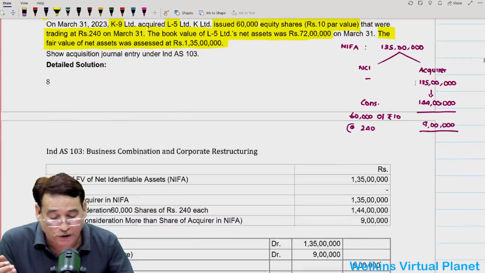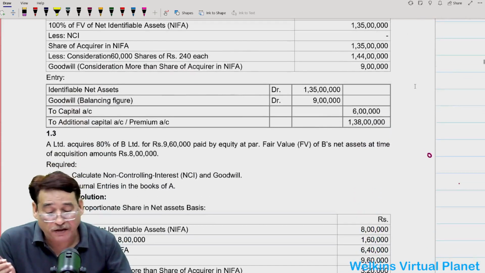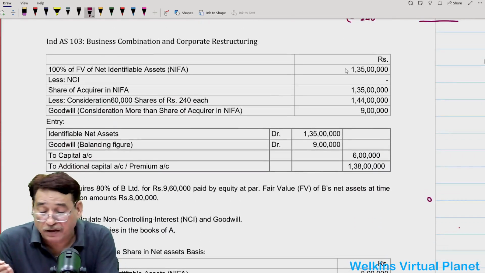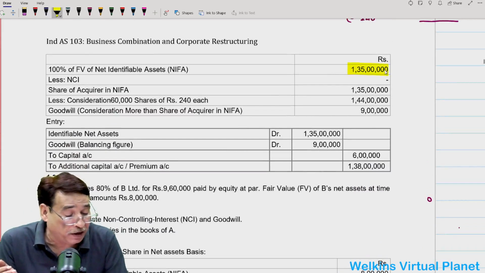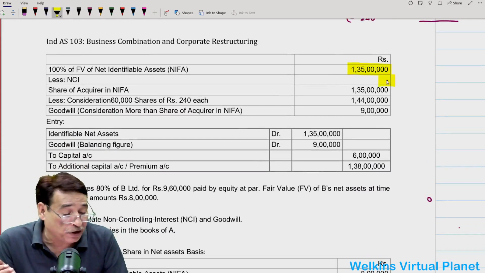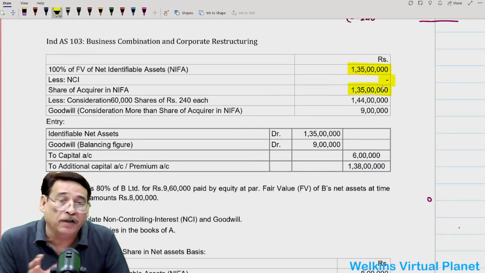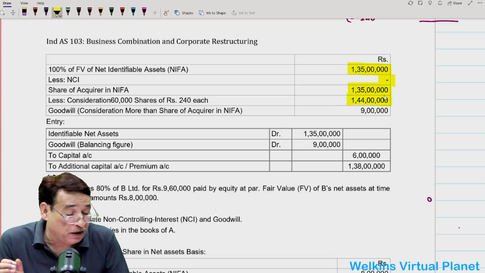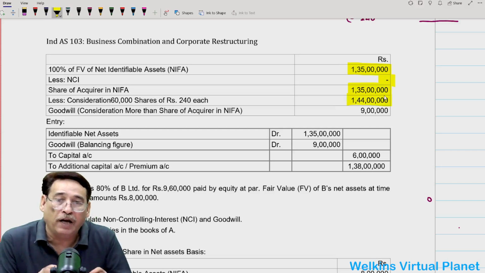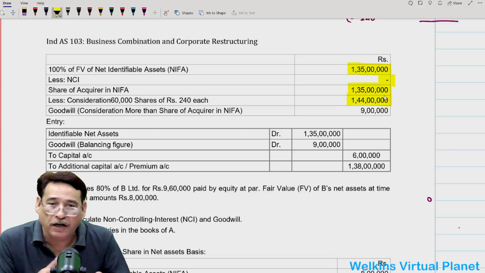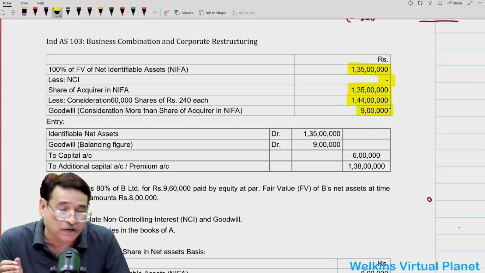This is how you have to do this particular question. See, 100% of net identifiable asset is given to you, that is equal to 135 lakh. NCI share is nil. Acquirer share is 135 lakh. Then consideration is 144 lakh, that is 60,000 shares at the rate of 240. So the difference is equal to goodwill.